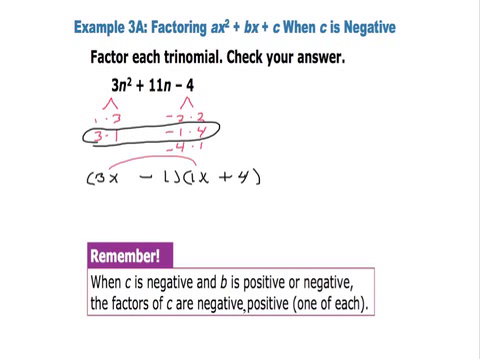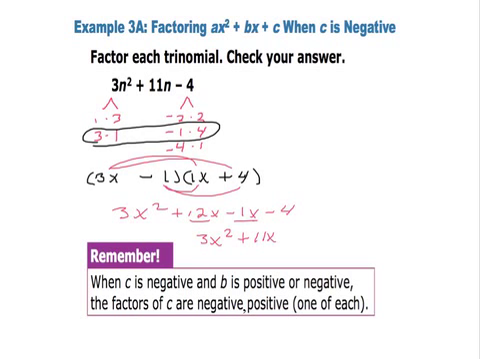So 3x times 1x is 3x to the second. 3x times 4 gives us plus 12x. Negative 1 times 3x gives us minus 1x. Negative 1 times 4 gives you minus 4. We're going to add my like terms, so that gives us 3x to the second plus 11x minus 4. I compare this. Is that the same as what I see up there? It is. So it checks, and that means this is my answer. Those are my factor combinations of this trinomial.